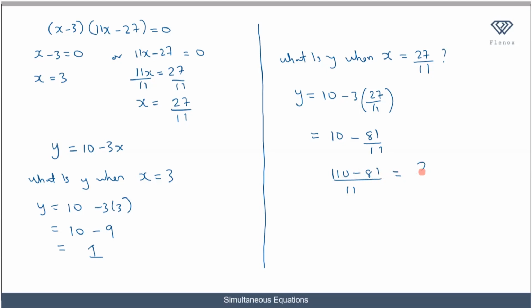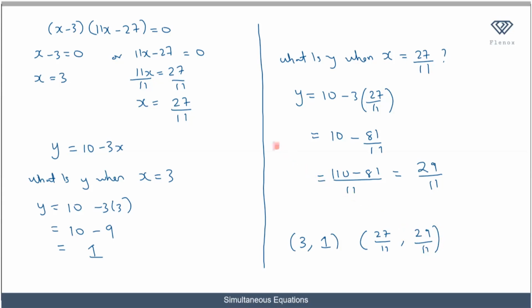110 minus 21 is what? You have 29/11. So you have two answers. The first answer is when x is equal to 3, y is equal to 1, and the second set of solution is when x is equal to 27/11, my y value is equal to 29/11.